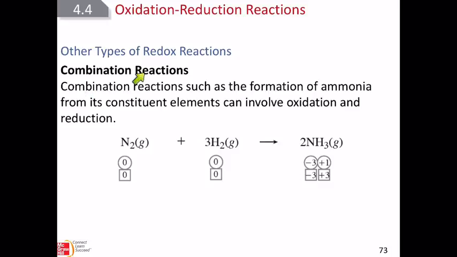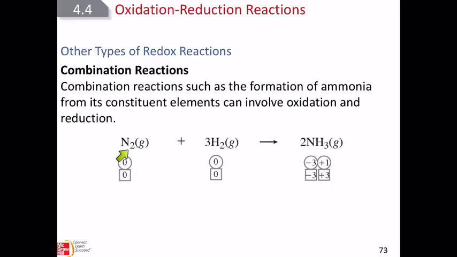We've talked about combination reactions. In combination reactions, you've got more than one reactant and they combine to form one product. That's how we recognize those. If we look at this example of nitrogen reacting with hydrogen to form ammonia, just looking at that, you would not necessarily recognize that as an oxidation-reduction reaction. There aren't any ionic compounds, so it's not real obvious. But if we look at oxidation numbers, we see that oxidation and reduction are occurring.